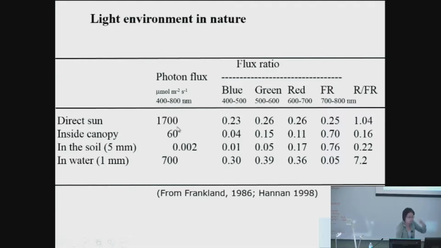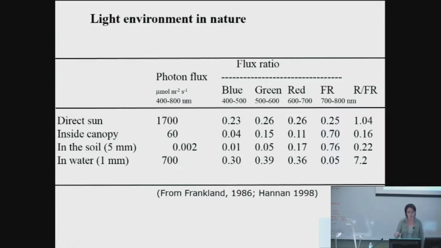So 700 direct sunlight, and then if you look at the ratio, this group looked at the blue range, 400 to 500, green range, 500 to 600, red, 600 to 700, infrared, 700 to 800. And that's almost an equal ratio of photon flux, number of photons, 1 to 1 to 1 to 1, almost. So the red to far red ratio is of course about 1.0, right? So that's natural light.